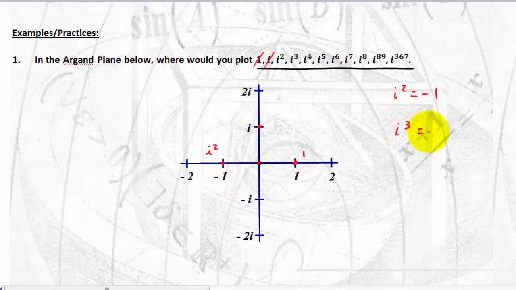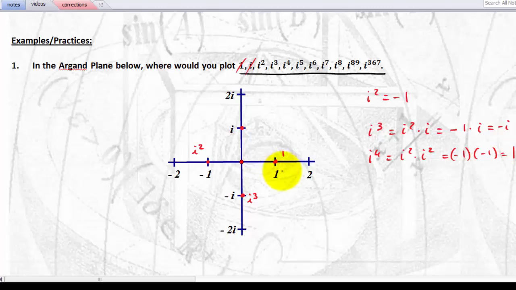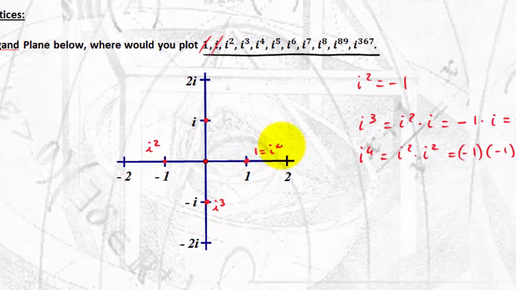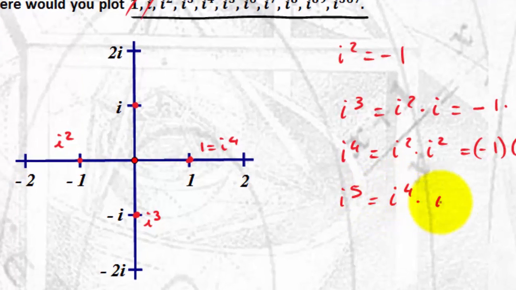i cubed is i squared times i. i squared is -1, so it's -1 times i, and this is just -i. So i cubed is right here. Where's i to the 4? i to the 4 is i squared times i squared, which is -1 times -1, and this is just 1. So here is i to the 4, same as 1. Then i to the 5 is i to the 4 times i, so it is 1 times i, which is just i. So this is also i to the 5.